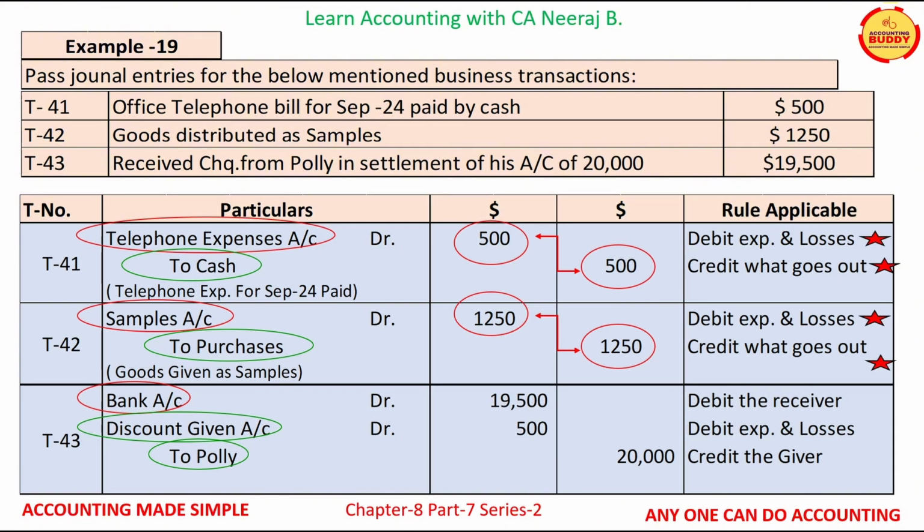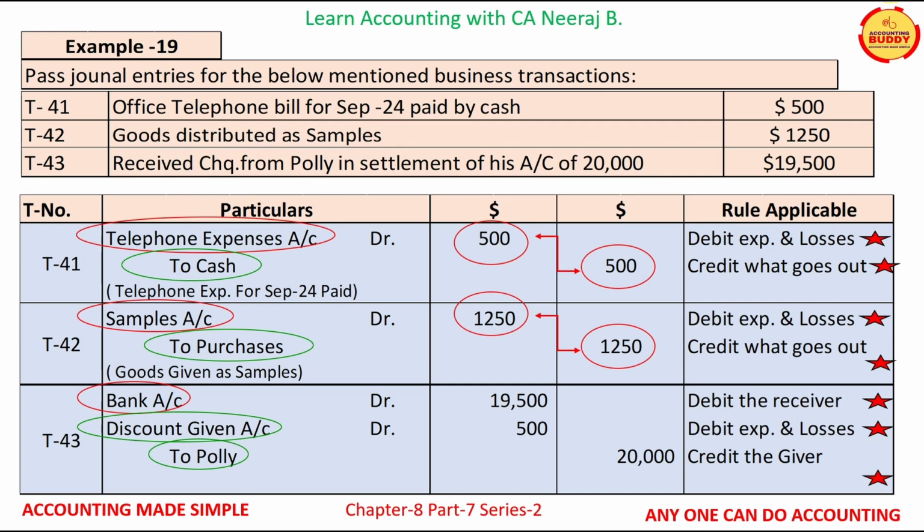Bank is a personal account, and the personal account rule is debit the receiver. Discount given being the business expense is debited as per nominal account rule of debit all expenses and losses. Polly's account is a personal account, and personal account rule is credit the giver.